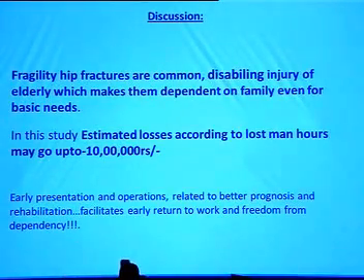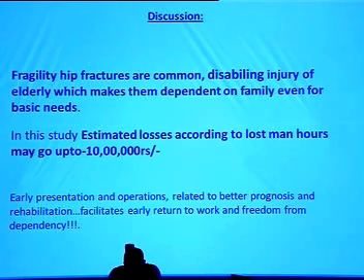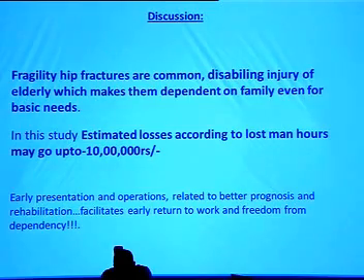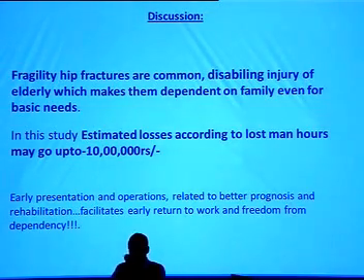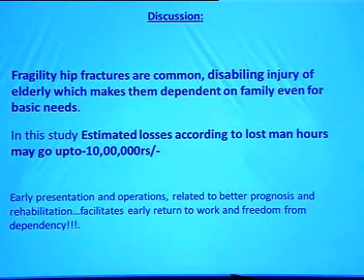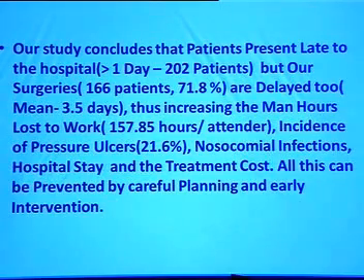Discussion. Fragility fractures are common, disabling injury of elderly, which makes them dependent on family even for basic needs. In our study, estimated losses according to the man hours lost go up to ₹10 lakhs. Early presentation and operations relate to better prognosis and rehabilitation, facilitate early return to work and freedom from dependency. Our study concludes that patients present late to the hospital, but our surgeries are delayed too, thus increasing the man hours lost to work, incidence of pressure ulcers, nosocomial infections, hospital stay, and ultimately the treatment cost. All this can be prevented by careful planning and early intervention.